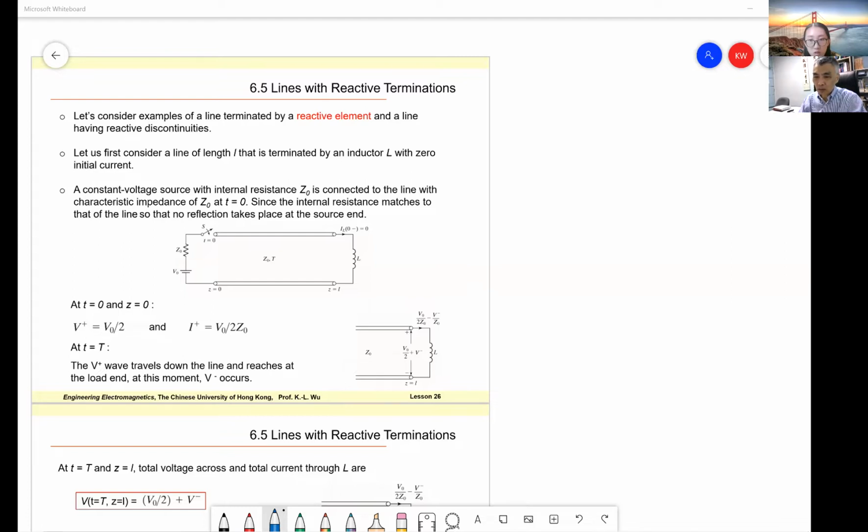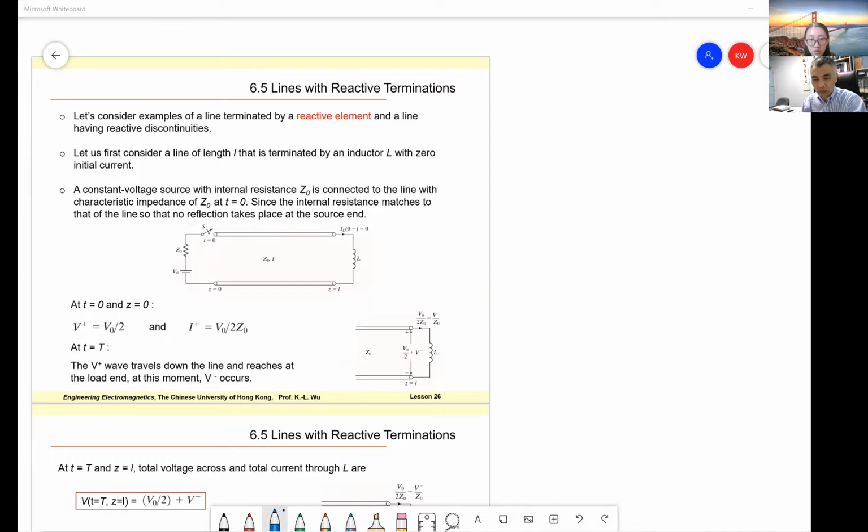Let's quickly finish the last example about transient analysis of signal down the transmission line. Last subject, we talked about when the load is not resistive, but reactive. Reactive components include inductors, capacitors, or the combination of the two. So we have two examples.